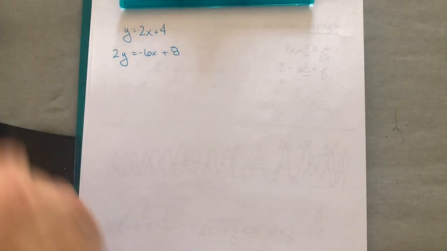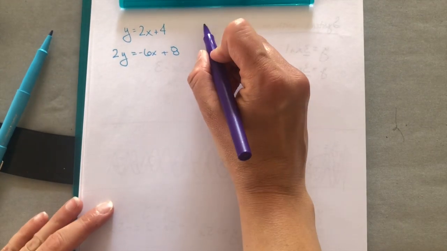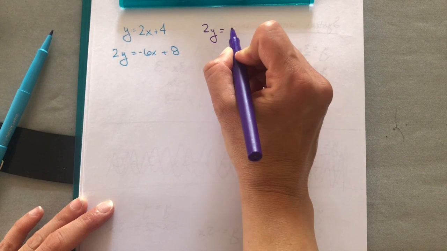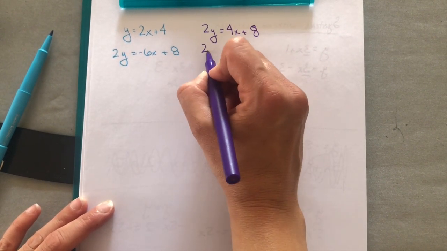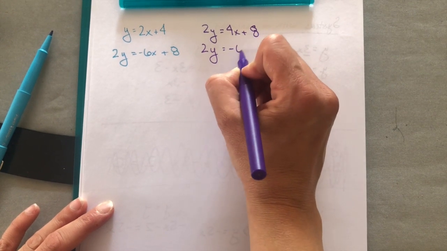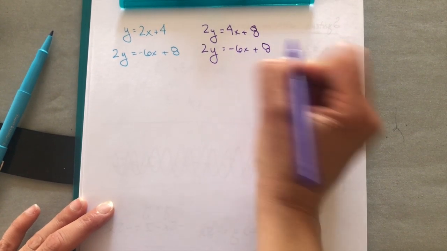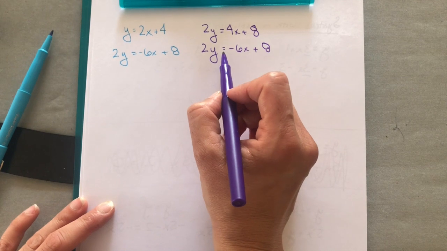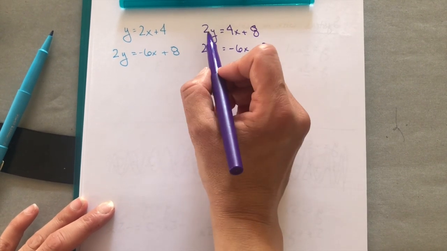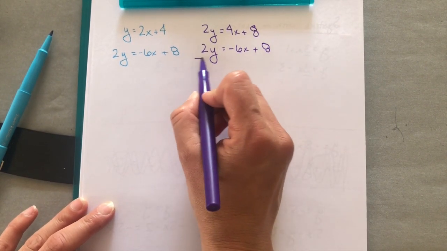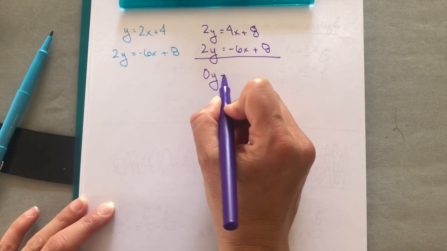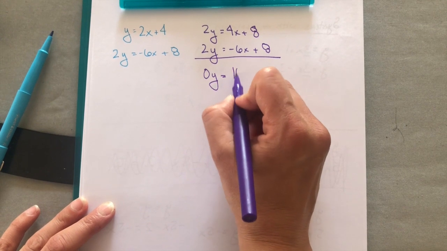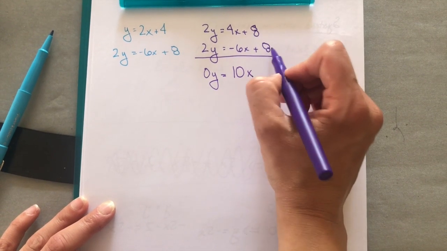So let's say in this particular case, I decide to solve by elimination. So I multiply that top equation by 2, and I'm going to leave that equation the same. And then I'm going to subtract the bottom equation from the top equation. So 2y minus 2y equals 0y. 4 minus negative 6 is 10. And 8 minus 8 is 0.